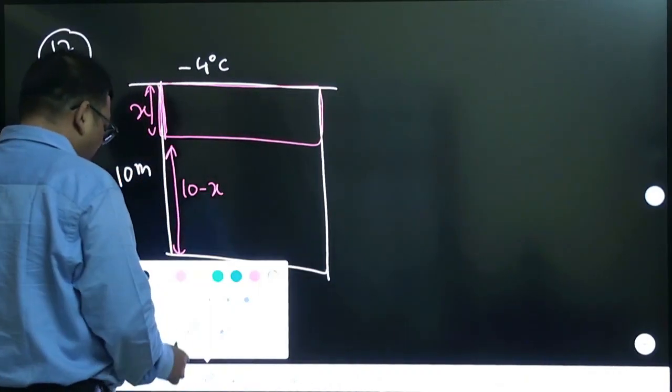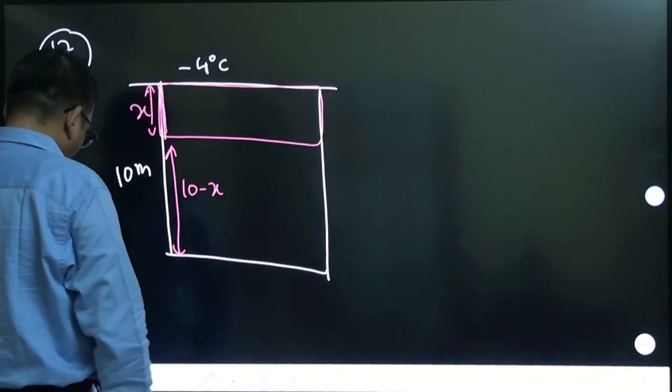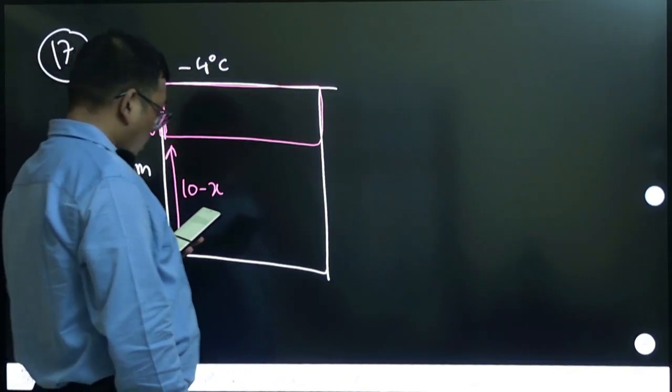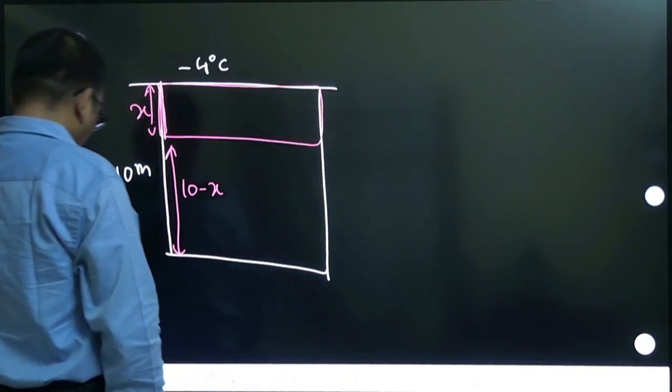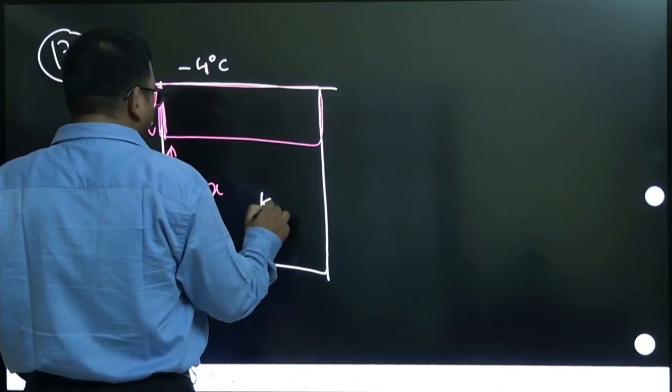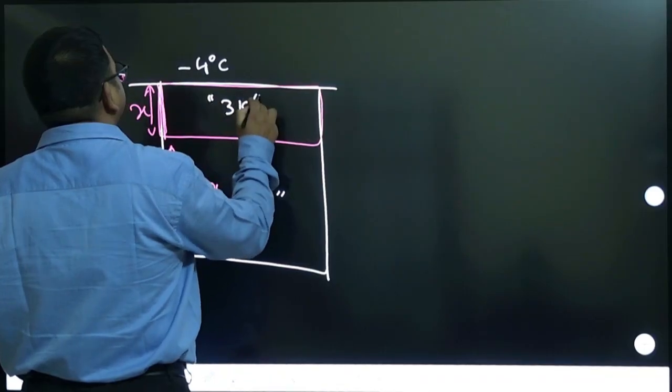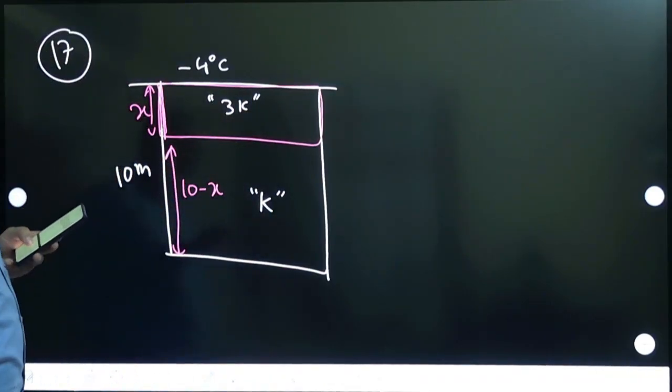Then what? Then apply the idea. The question is, we have to calculate the maximum thickness. Ice has 3 times the conductivity. Suppose the conductivity of water is K, then the conductivity of ice is 3K. Right?